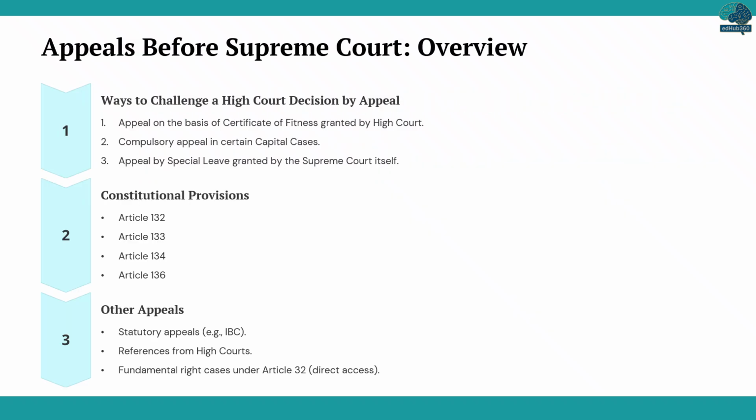Now, let's turn our attention to appeals before the Supreme Court. There are primary ways to challenge a high court decision through appeal. First, on the basis of a certificate of fitness granted by the high court itself. Second, through compulsory appeal in certain capital cases. And third, by special leave granted by the Supreme Court itself. These methods are rooted in specific constitutional provisions, notably Articles 132, 133, 134, and 136. Beyond these, there are also statutory appeals, for instance, under the Insolvency and Bankruptcy Code, references from high courts, and direct access for fundamental right cases under Article 32.